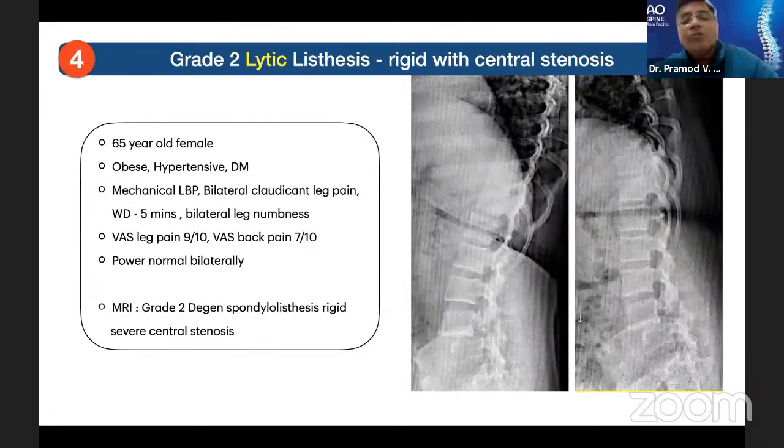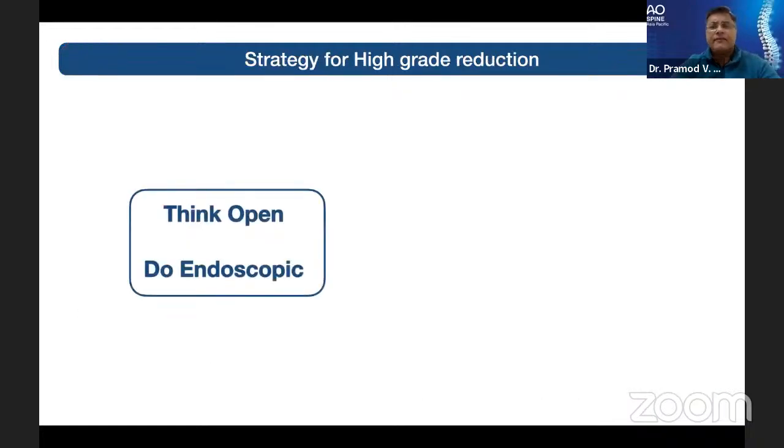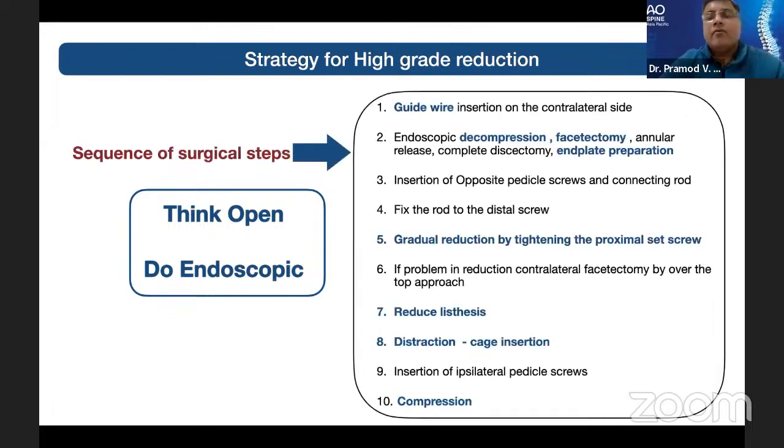Another case, grade 2 listhesis with rigid central stenosis. The technique is slightly different in this case. My motto in doing endoscopic surgeries, I always like to think like an open surgeon and try to implement the technique by use of an endoscope. So here what I do is I put the opposite side screws first. Then I decompress, I do a complete annular release and a complete discectomy so that the listhesis becomes a little bit mobile. Then you insert the connecting rod on the opposite side.